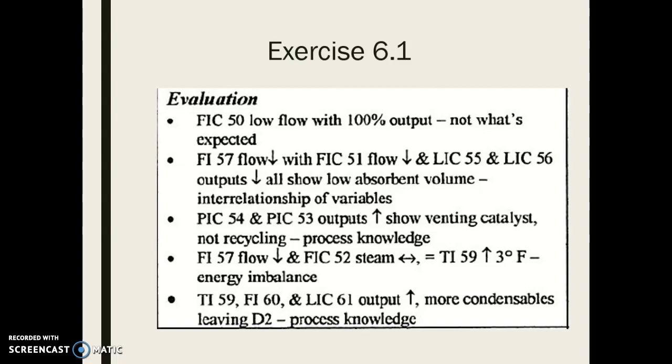There's more condensables leaving D2, process knowledge, okay? So if you look at the information here, one of the things we need to see is what is the real issue around it. It seems as if the absorber column is really out of whack. So we have to figure out, is it before the absorber column making the absorber column go out of whack, or is something in the absorber column which then affects all of the downstream process variables, and all the other process variables downstream of the absorber are actually reacting as, again, interrelationship of variables and what's expected. So I believe that it's somehow connected to the absorber column and something before that. So we're going to look at this part because I do think this is a big issue here.